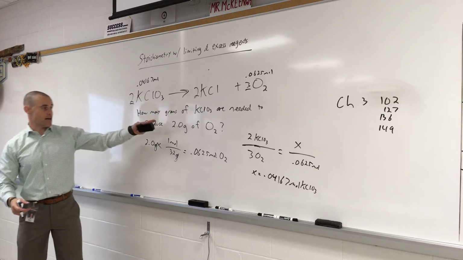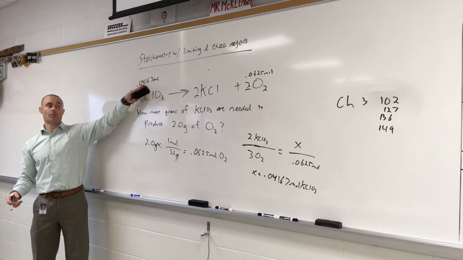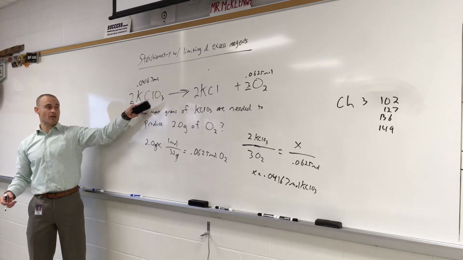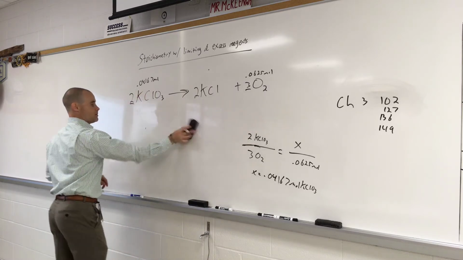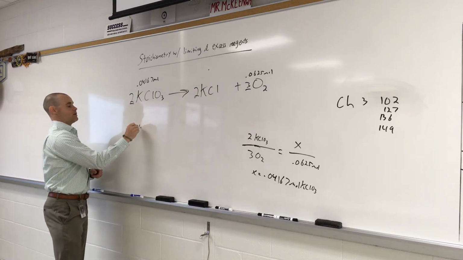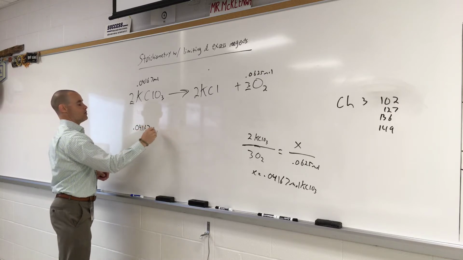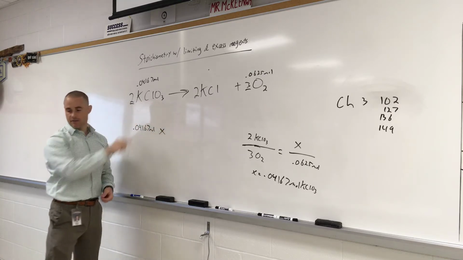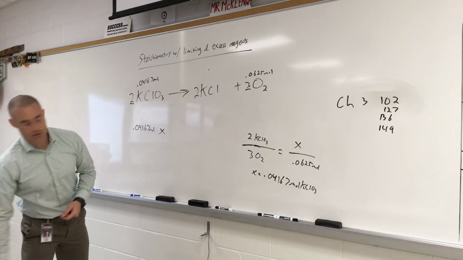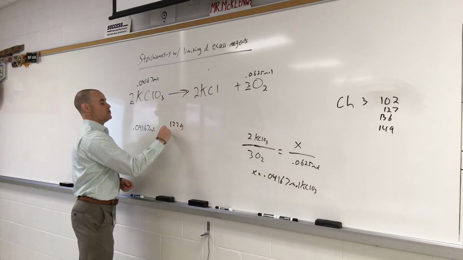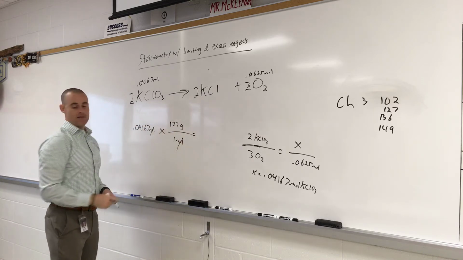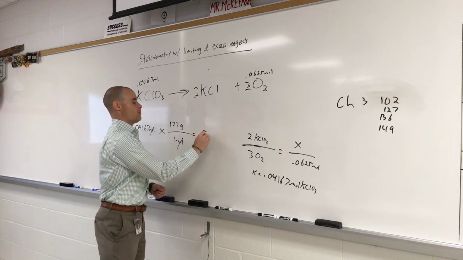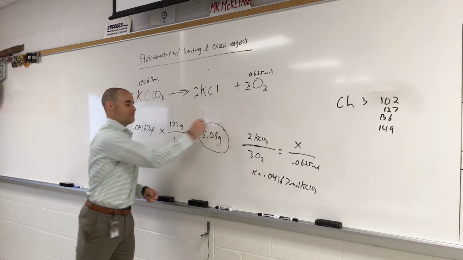Now, it's asking for grams. So all I do is take this number and convert it to grams of KClO3 and you're done. So I take 0.04167 moles, multiply by the molar mass of this, 122 I got. 122 grams per 1 mole. Moles cancel. 122 times that, I got 5.08 grams.